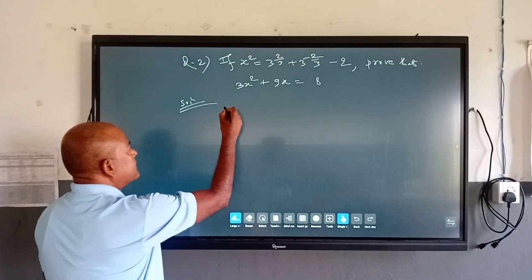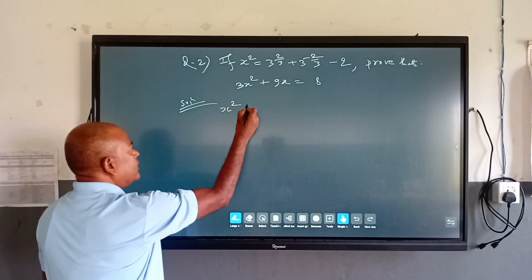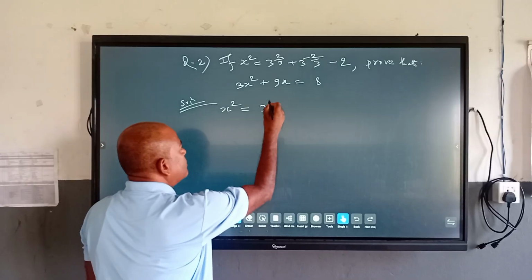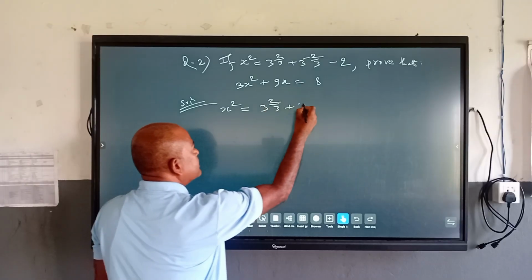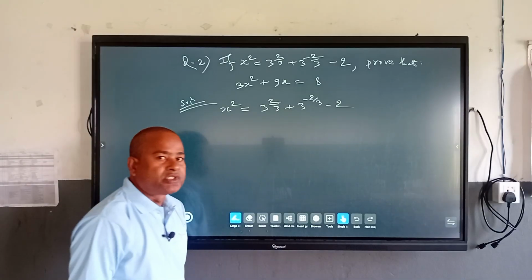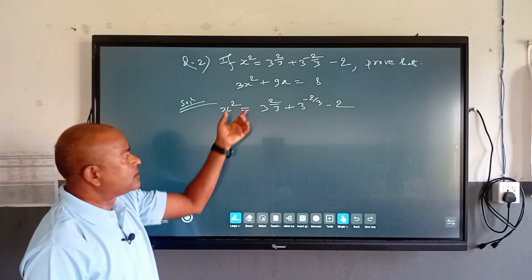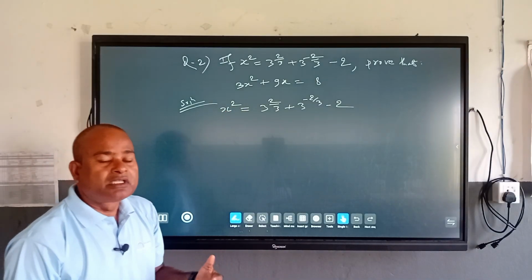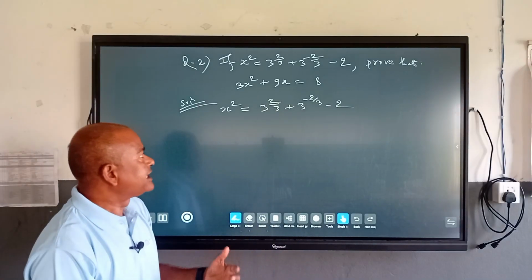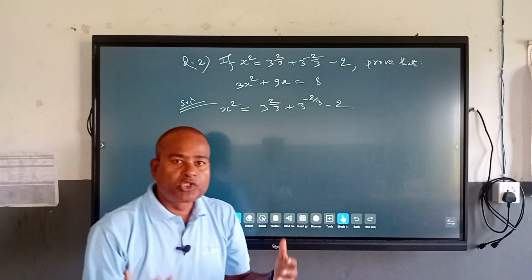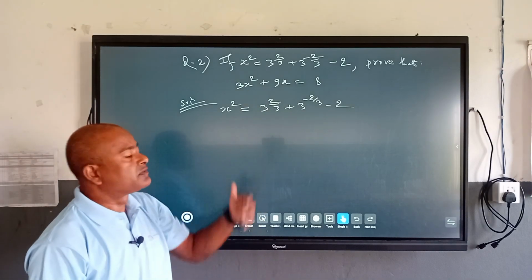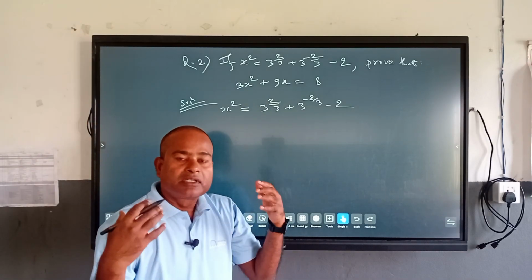Dear students, we are given that x square equals 3 power 2 by 3 plus 3 power minus 2 by 3 minus 2. So dear students, by solving this given condition, we'll find out the value of x, and after getting the value of x, we'll do cubing on both sides, and then we'll get the solution of the given question.